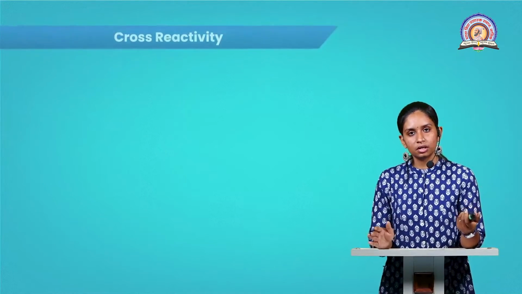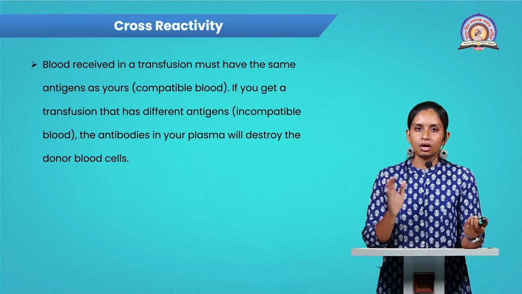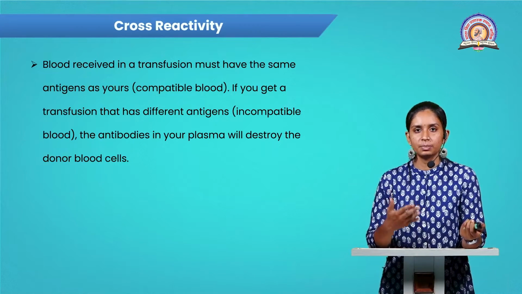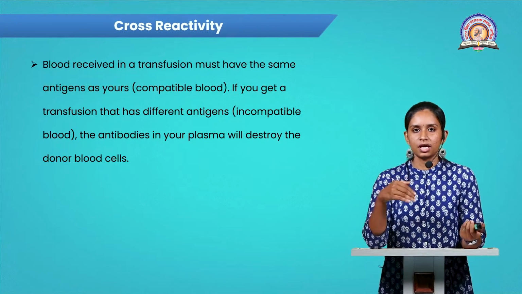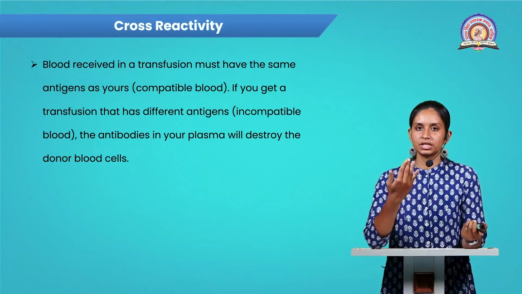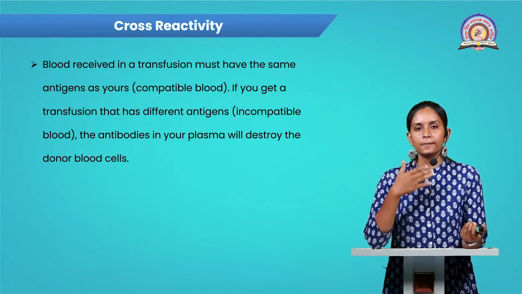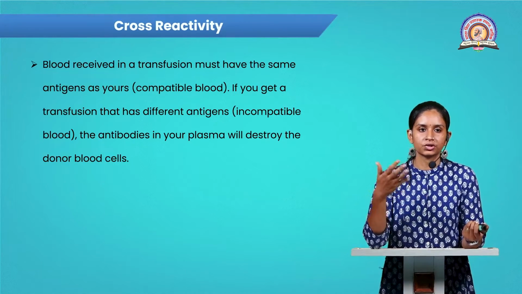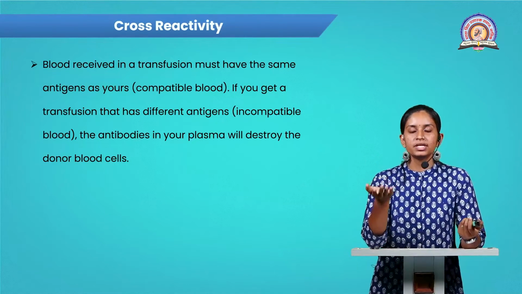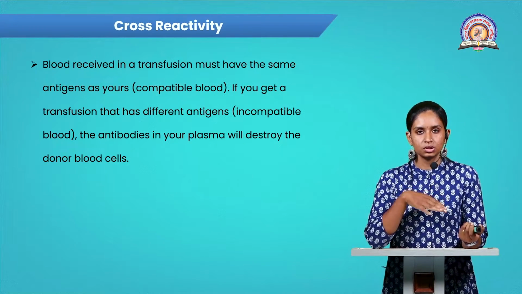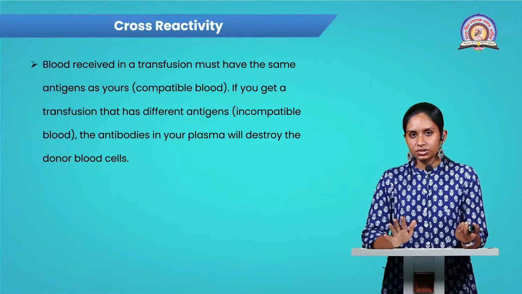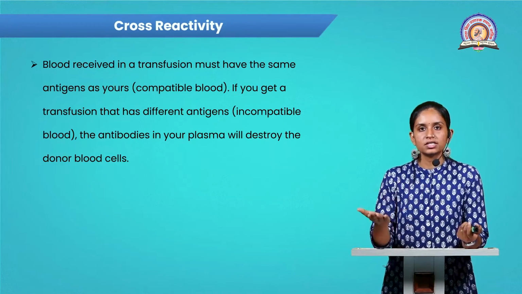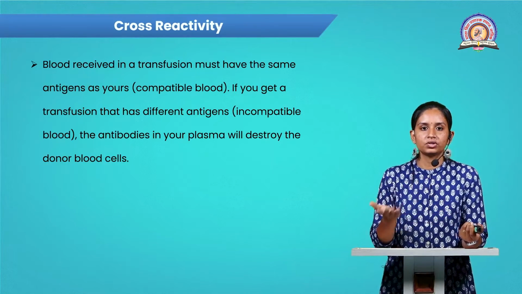So this reaction between the donor's RBCs and the antibodies present in your serum is called the blood transfusion reaction, which is basically a type of cross reaction only. So when blood is received in a transfusion, it must have the same antigens as yours, that is, it should be compatible. Both donor and receiver should carry the same antigen on their surface.